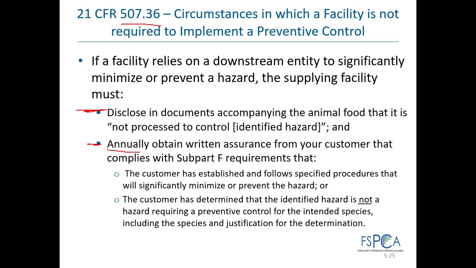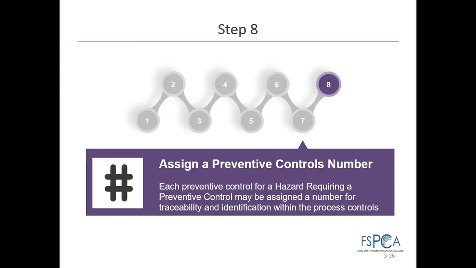Okay, so now that we've done the evaluation, we figured out what preventive control we're going to use, the next step is to assign a preventive control number, which is essentially just an identification step. So like we would put a number on an SOP, we're going to put a number on a preventive control so that we can reference it and know which one we're talking about. All right, so those are the 8 steps of the hazard analysis process.